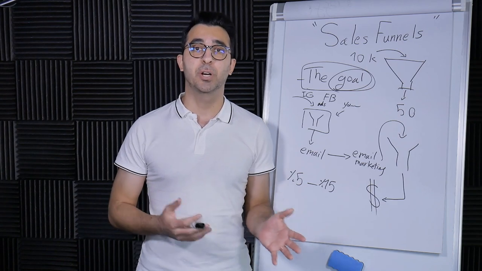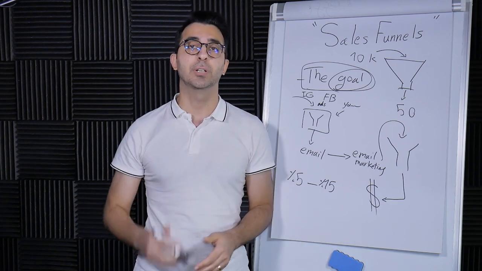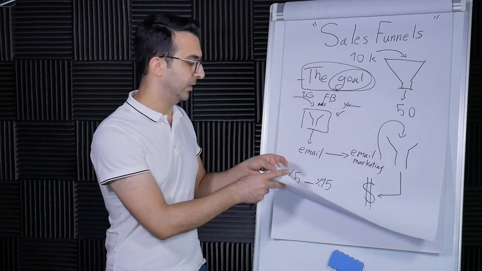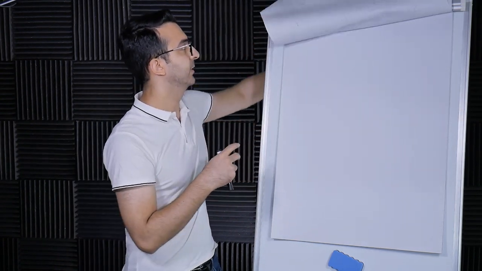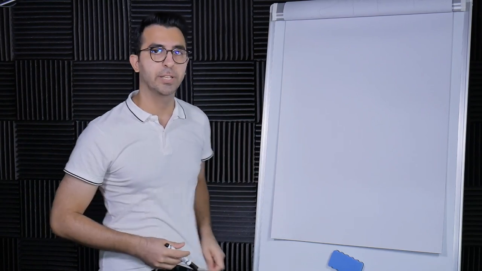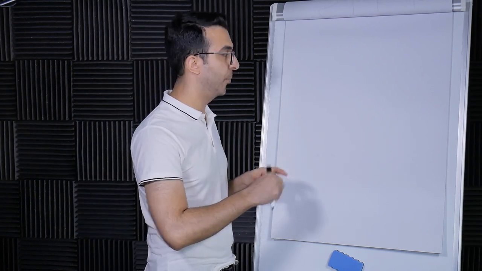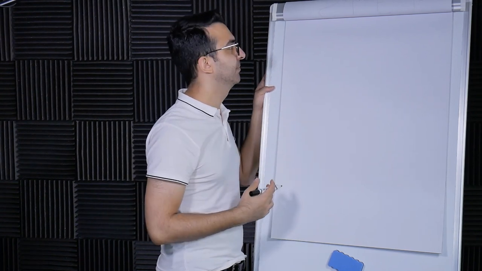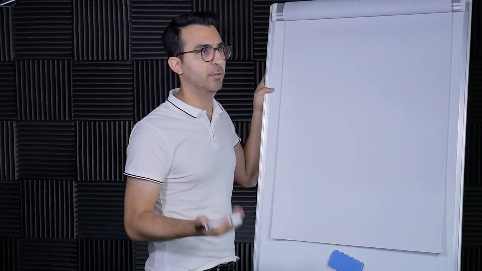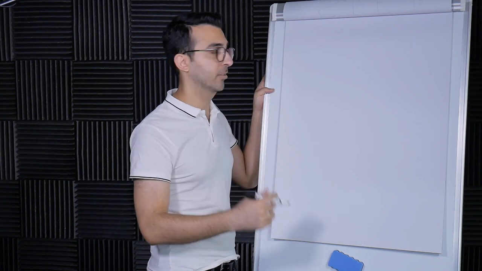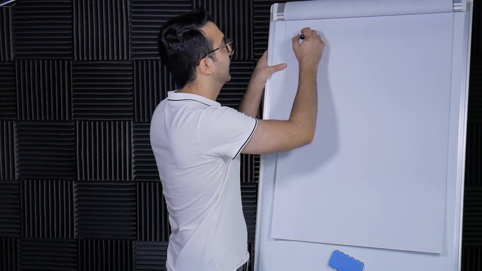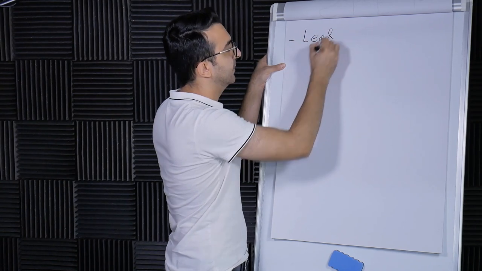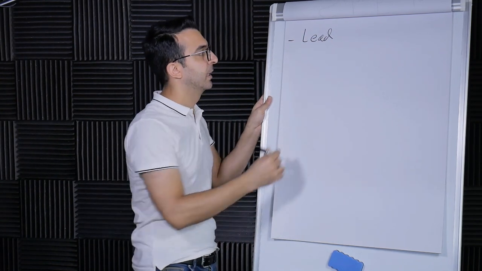All right, so in this part, we are going to take a look at the different categories of funnels that we have. And again, inside each of these categories, we have different types. But right now, let's just talk about the categories. So we have the first one, which is the most famous one. I'm sure you have seen this funnel thousands of times if you have used the internet. So the first one is lead funnels.